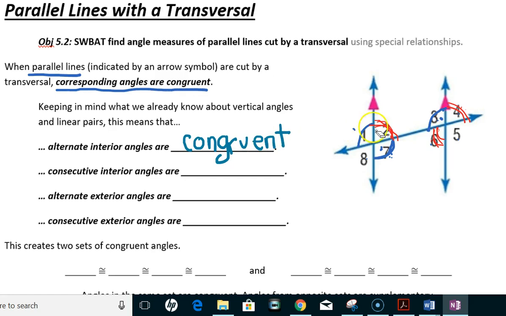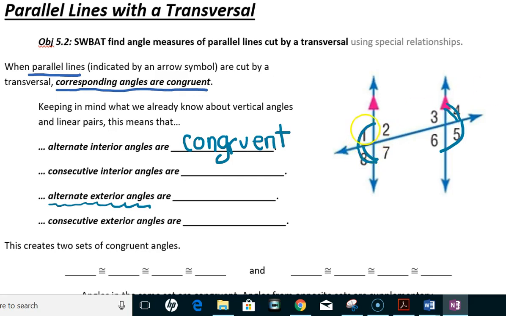Similarly, the alternate exterior angles, let's go to those next. Let's hop down to alternate exterior angles. It turns out that angle 1 and angle 5 are congruent, and angle 4 and angle 8 are congruent. They look congruent, and they are.